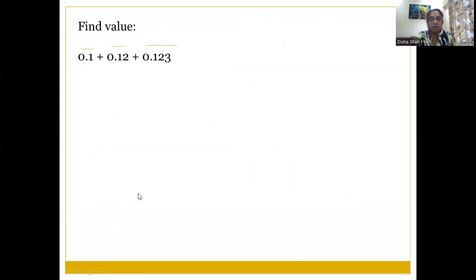Next. Now this is tricky. Find the value of 0.1 plus 0.12 bar plus 0.123 bar.